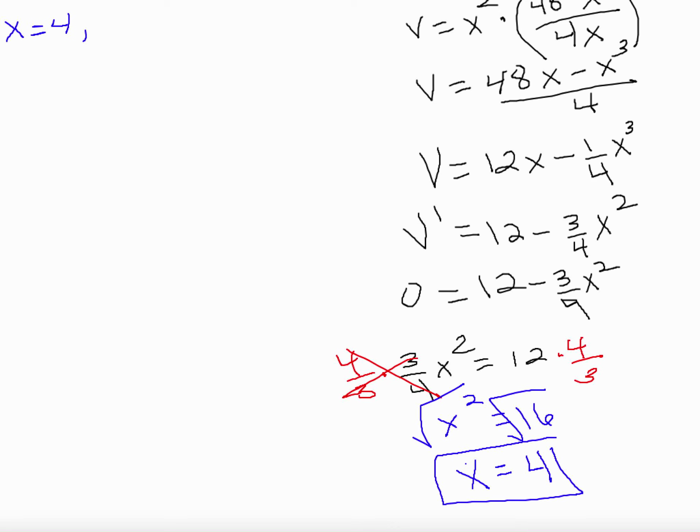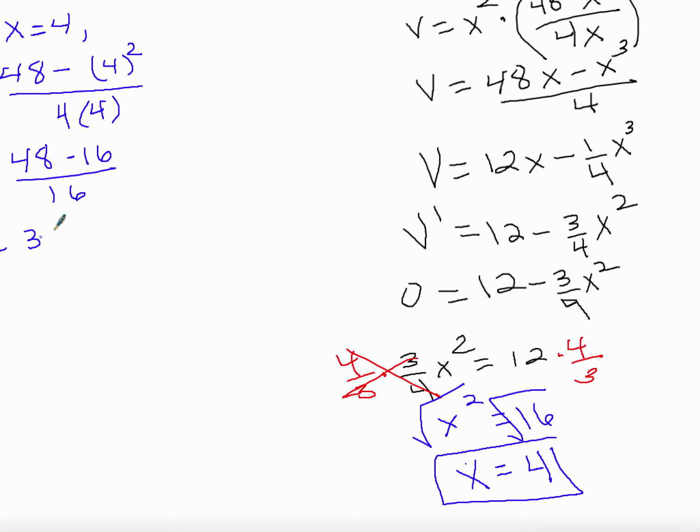Remember, y was equal to 48 minus x squared divided by 4x. So I would get 48 minus 16 divided by 16. Well, 48 minus 16 is 32, and 32 divided by 16 is 2. So if x is equal to 4, then y is equal to 2.